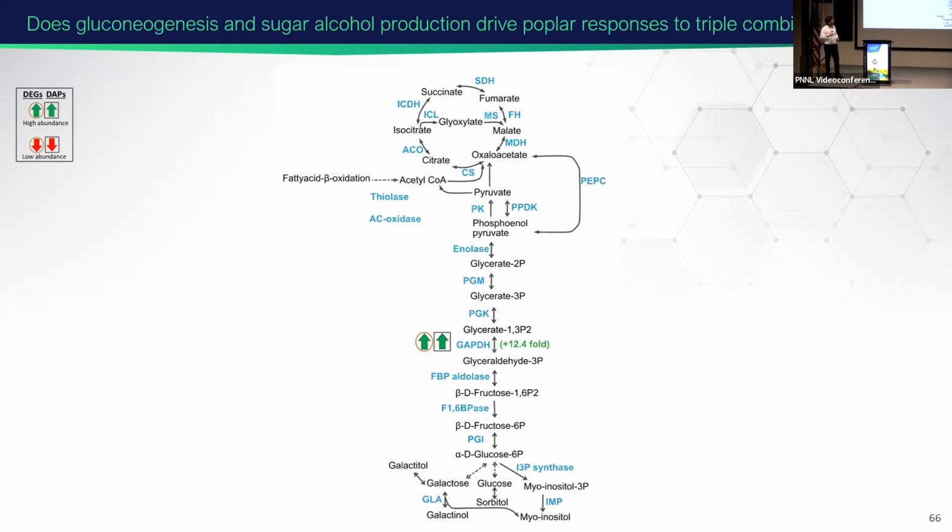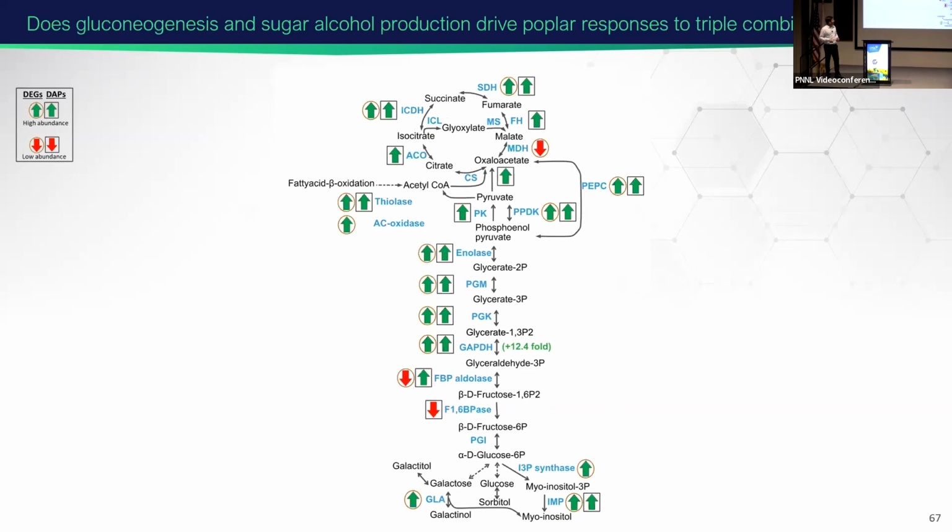What about the other enzymes of the pathway? As you saw a second earlier, all the other candidates were also upregulated at transcript level and protein level. This signifies that the central carbon metabolism pathway is critical for palisade cells when it comes to combination stress. So this is transcript and protein.